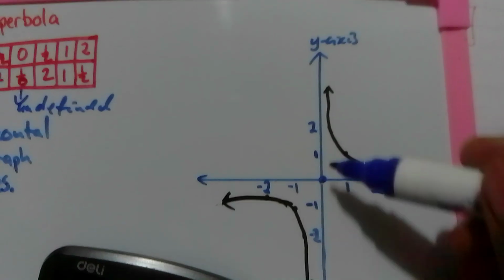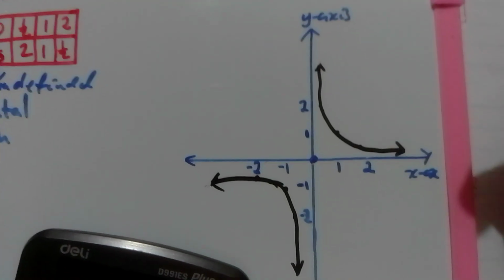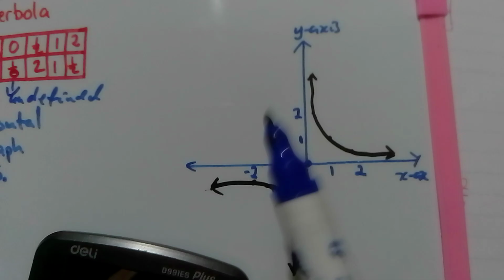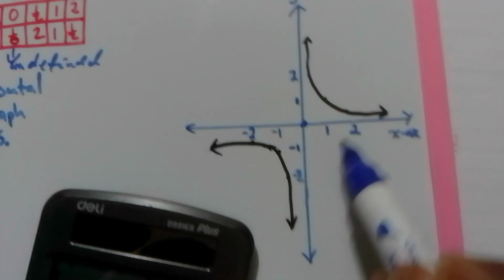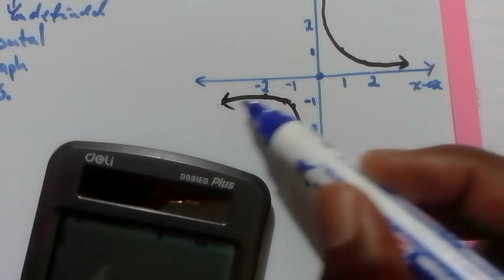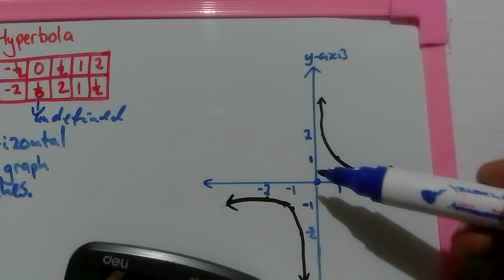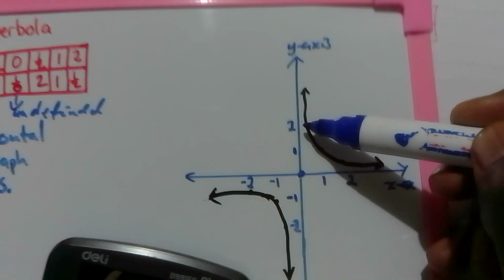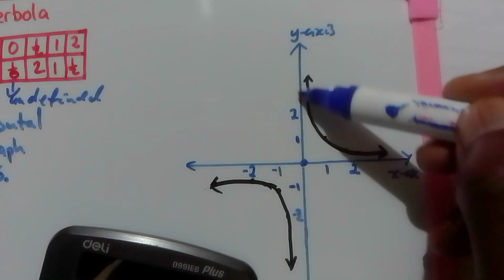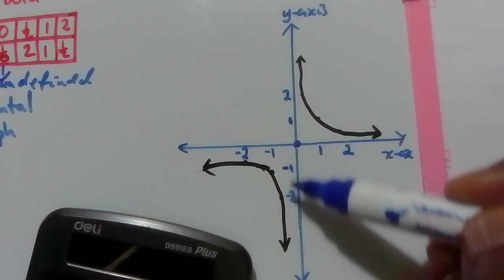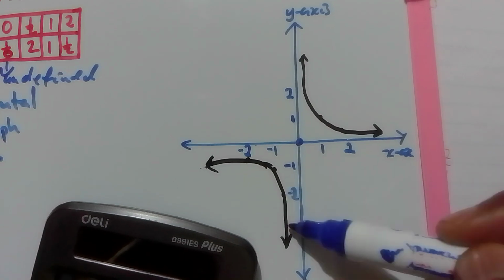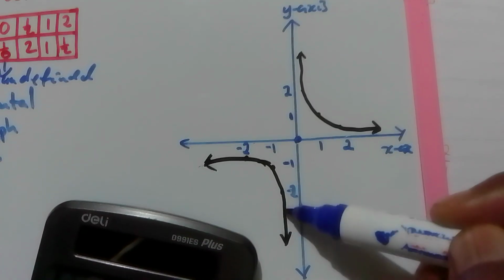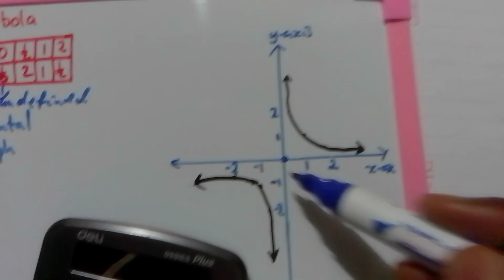Since there is no y-intercept, it introduces another thing as well. If you look at the branches of this hyperbola in quadrant 1, as well as the branches in quadrant 3, the way I've drawn them is such that they get closer and closer to the y-axis, but they never touch the y-axis, whether you're in quadrant 1 or quadrant 3.